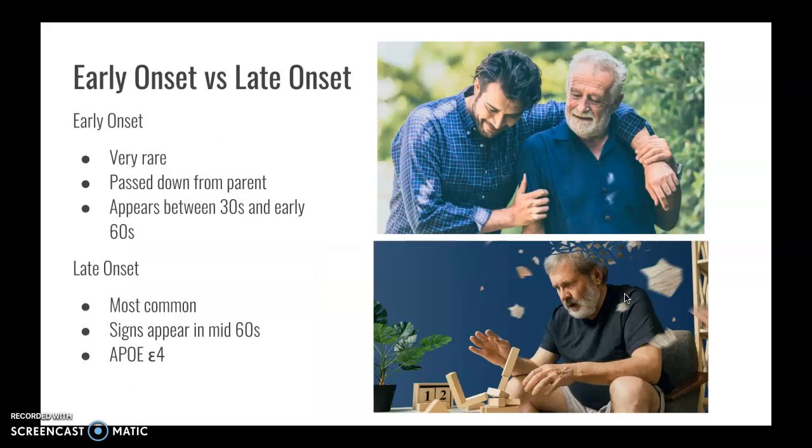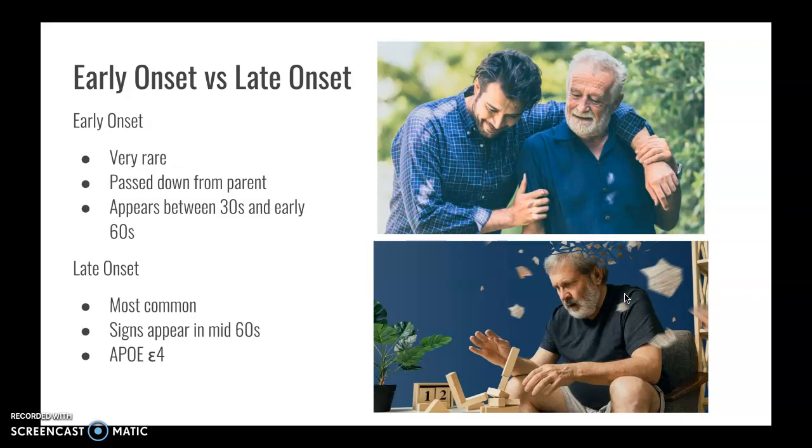So there's also early onset versus late onset. Most people with Alzheimer's have late onset, where symptoms become apparent in their mid-60s. This is the most common type, but researchers have not found a specific gene that directly causes the late onset form of the disease. However, one genetic risk factor is having one form or allele of apolipoprotein E.